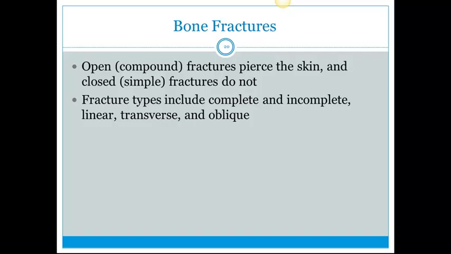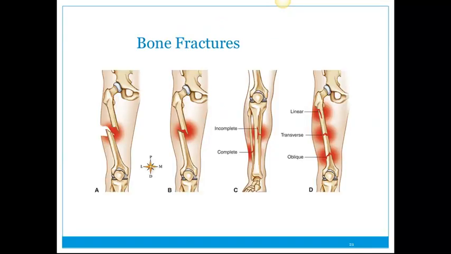Bone fractures. Open or compound fractures pierce the skin, and closed simple fractures do not. Fracture types include complete, incomplete, linear, transverse, and oblique. So this slide shows an open fracture which punctures the skin in A. B is a closed fracture that does not puncture the skin. Complete is where the bone separates completely. Incomplete is where the bone separates partially. We oftentimes will call this a greenstick fracture.